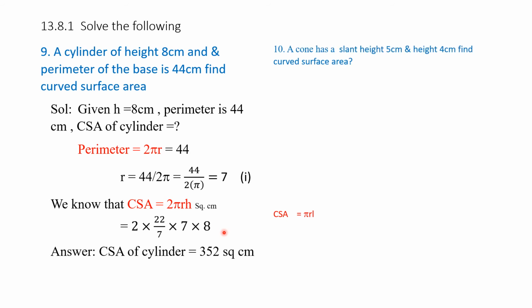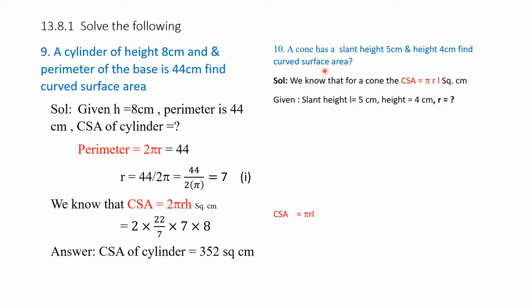Problem number 10. A cone has a slant height of 5 centimeters and height of 4 centimeters. Find the curved surface area. Here r is not given. They have given l and h. We have to find r and also the curved surface area. We know that for a cone, the curved surface area is equal to pi r l square centimeters.